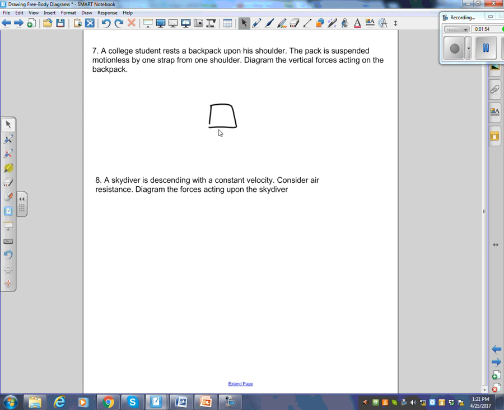Backpacks exist on Earth, so weight force. It's a single strap, so it's not a normal force, but what are you going to call it? An applied force. It could be an applied force. I would take that. I would also take, some books would call it a tension force. Either one of those would be fine.